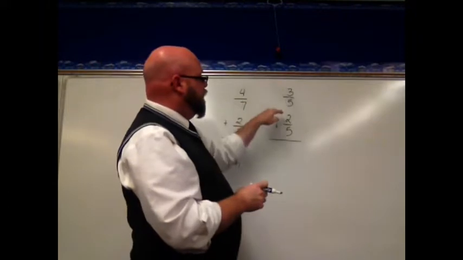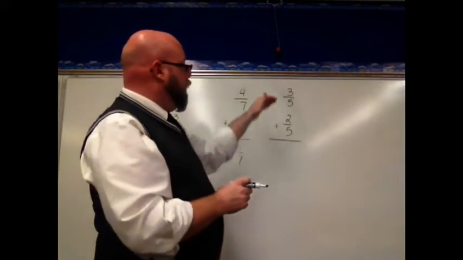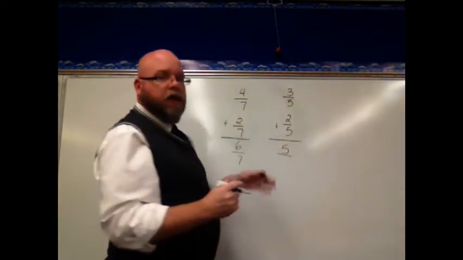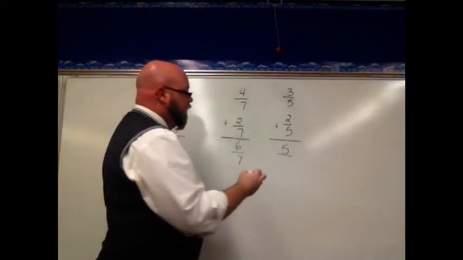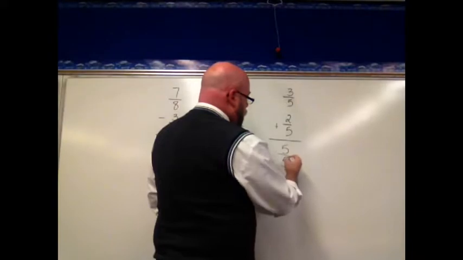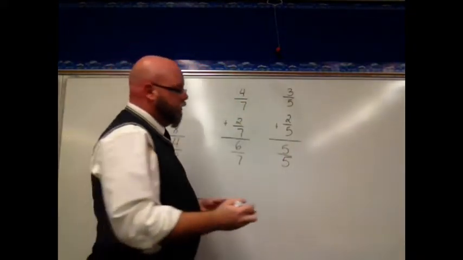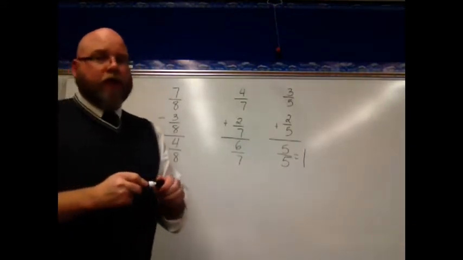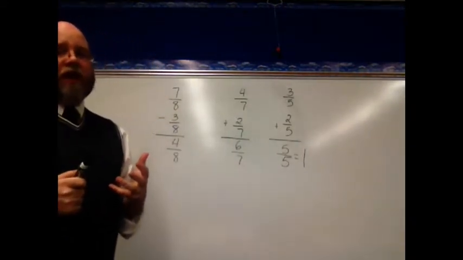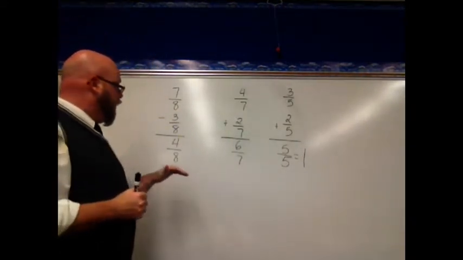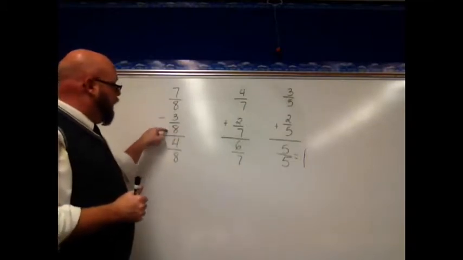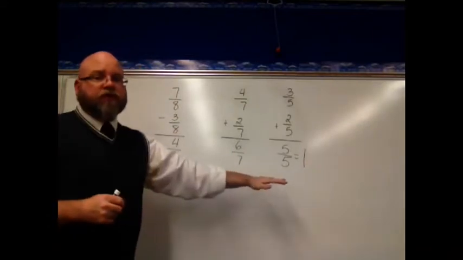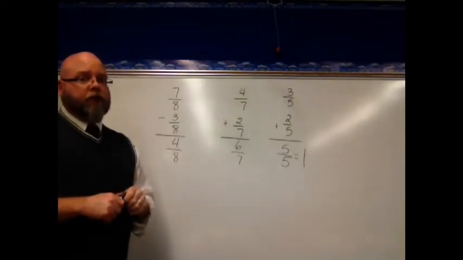Here we have 3/5 plus 2/5. 3 plus 2 is 5. The denominator stays the same, 5/5. Well, we know that 5/5 equals 1 whole. So adding and subtracting fractions is a lot like adding and subtracting whole numbers. Only this time we make sure we have the same denominators, and the denominators stay the same as we add or subtract.